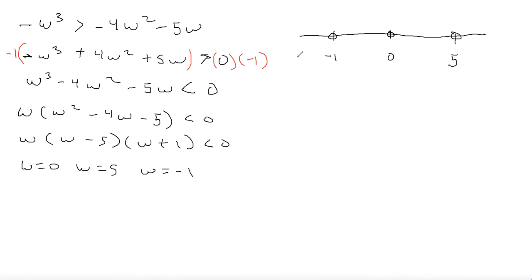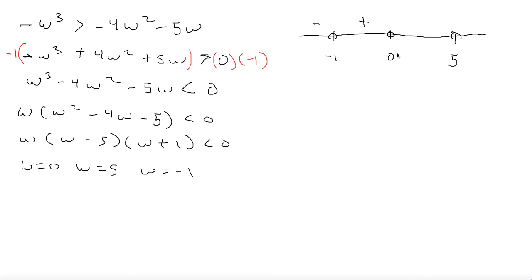So if I wanted to do test points, for instance, if I picked -2 and I put that in here, this would be a negative times a negative times a negative, right? Because that'd be -2, -7, -1. So this right here would be a negative value. If I put -1/2 in there, that would be a negative, another negative, but now -1/2 plus 1 would be a positive, so I'd have 2 negatives and a positive, so this region would be positive.